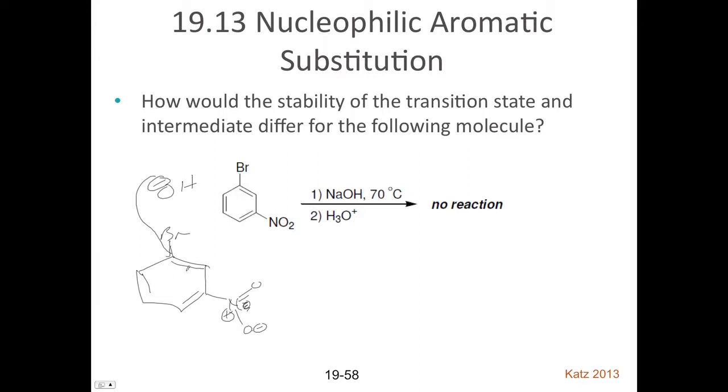You ideally would love to push the electron density from here out of the ring somehow into this nitro group, but you cannot. There's no way you can get to this ring. You can't get this out of here because it doesn't work that way. The best you can do is go from here and push it down to here, then maybe push that down to here, and that will give you this form of the Meisenheimer complex.